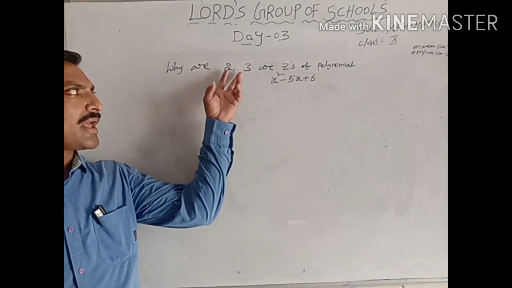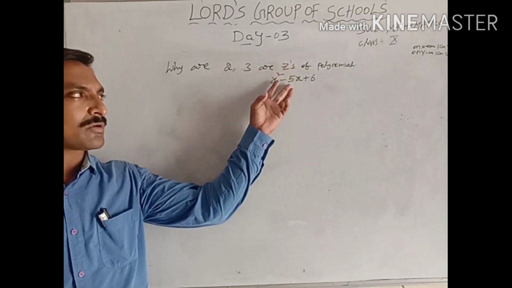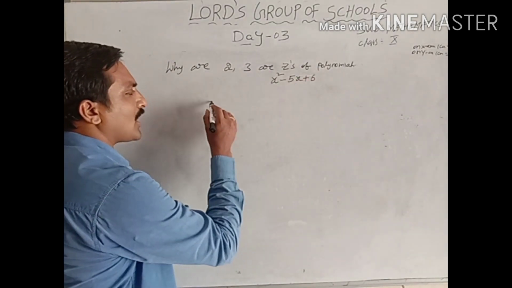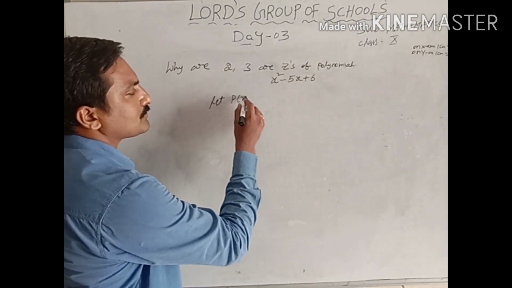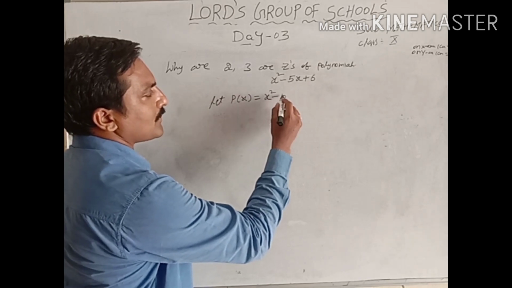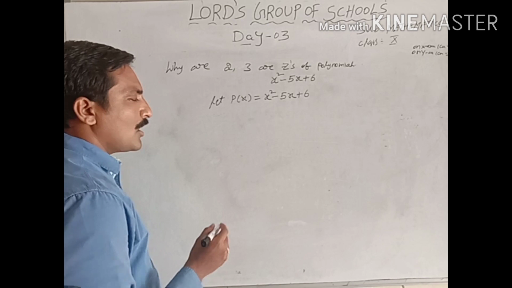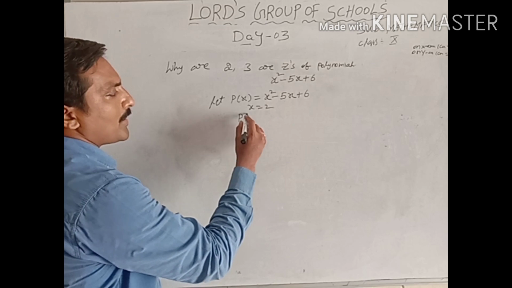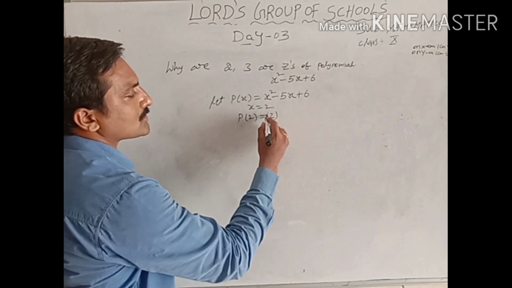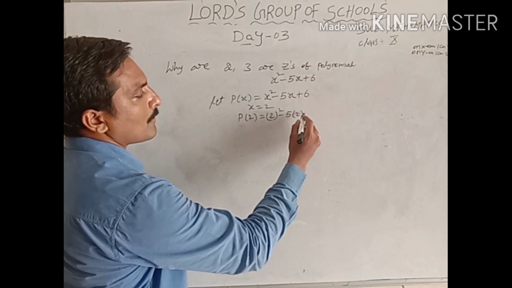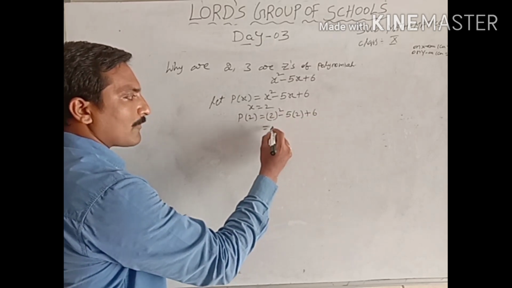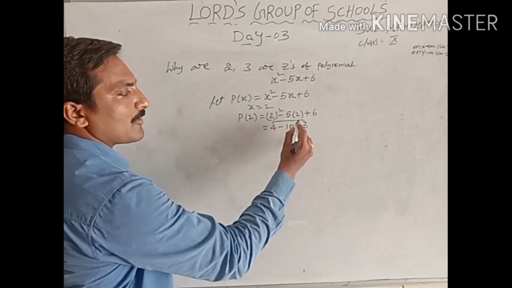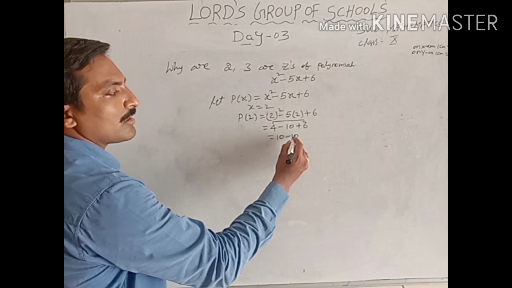Means why are these two said to be zeros of this particular polynomial? What is the given polynomial? That polynomial you have to calculate: p of x is equal to x square minus 5x plus 6. If we substitute 2 in place of x, first of all x is equal to 2. Now p of 2 is equal to 2 whole square minus 5 into 2 plus 6. Here 2 square is 4, minus 5 times 2 is 10, plus 6. These two are positive, 4 plus 6 is 10, minus 10. You will get 0.